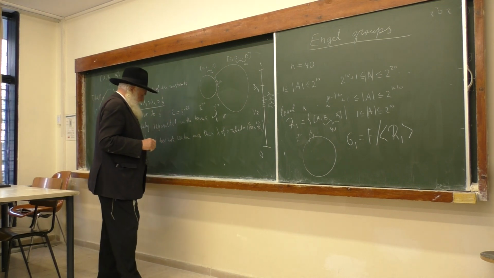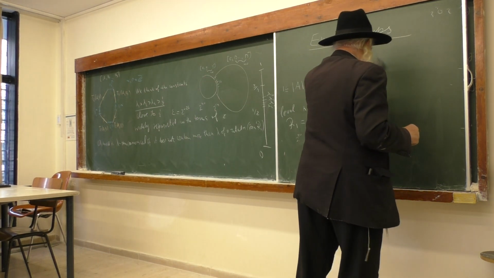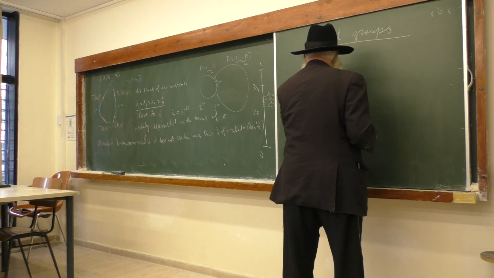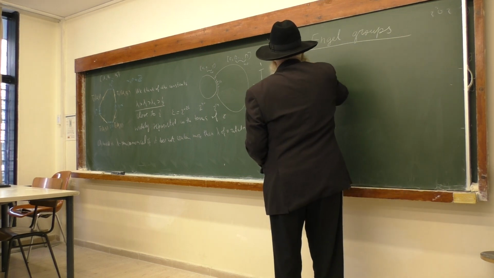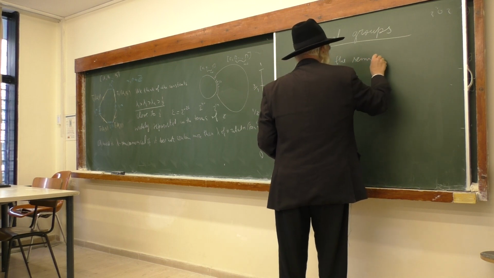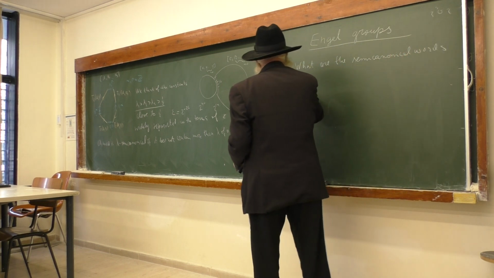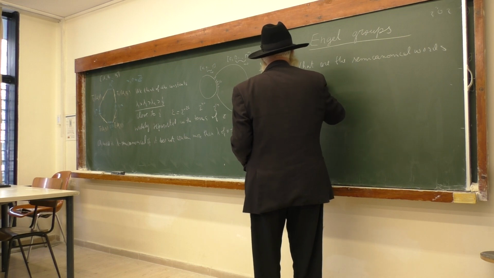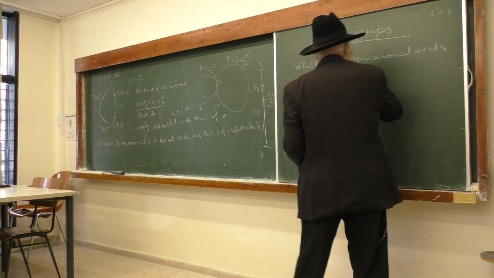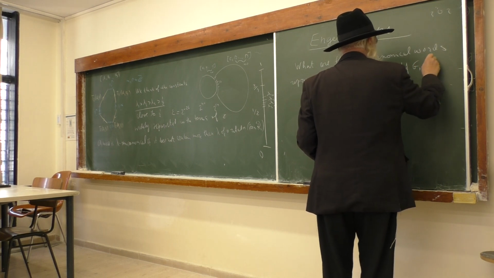Now, then we have to ask the same question that we asked before: what are the semi-canonical words representing a given element of G1? G1 is F over F1.